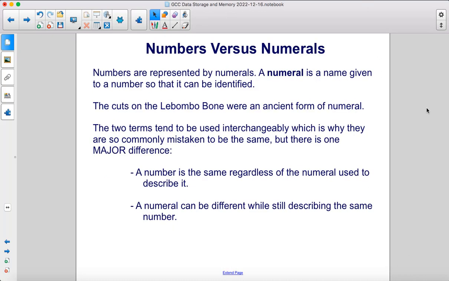Numbers are represented by numerals. A numeral is a name given to a number so that it can be identified. The cuts on the Lubombo bone were an ancient form of numeral. The two terms tend to be used interchangeably, which is why they're so commonly mistaken to be the same. But there's one major difference. A number is the same regardless of the numeral used to describe it. A numeral can be different while still describing the same number.